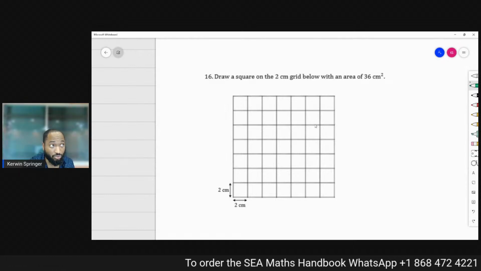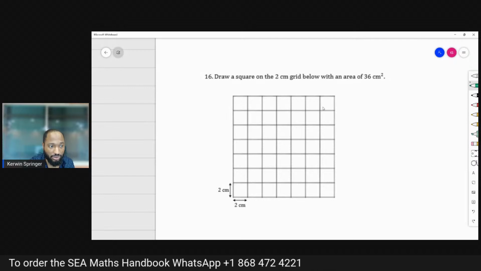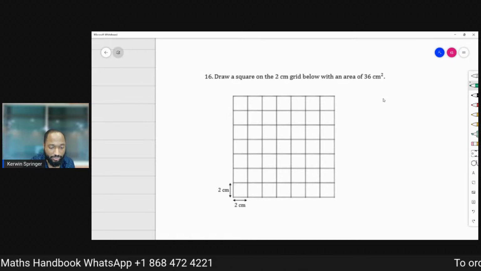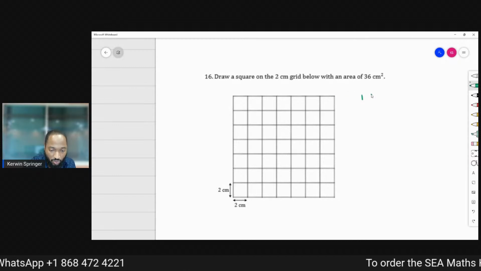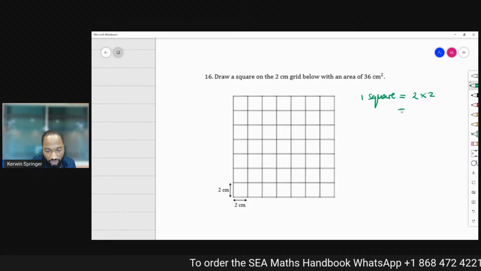Ooh, how are we doing this one? We need to find how much is 1 square. So the area of 1 square is 2 times 2, which is 4 centimeters squared.